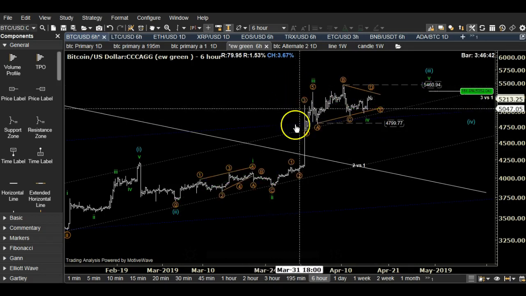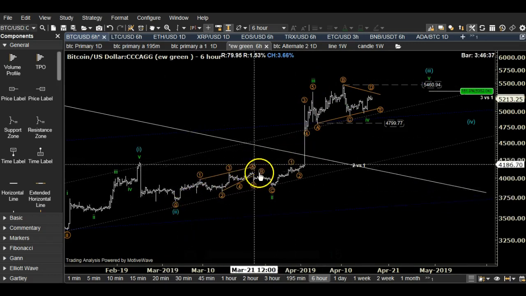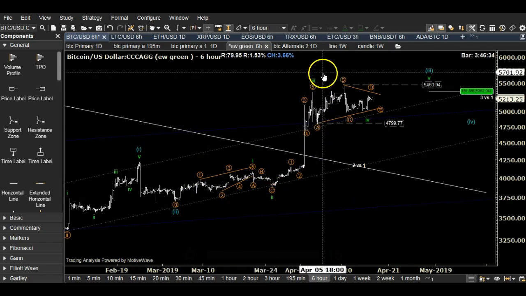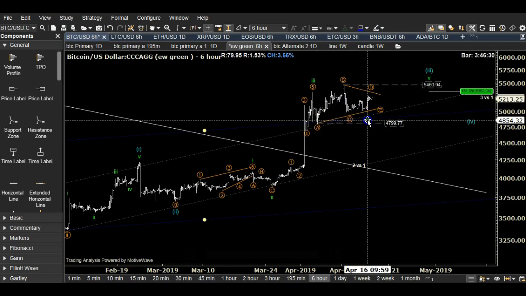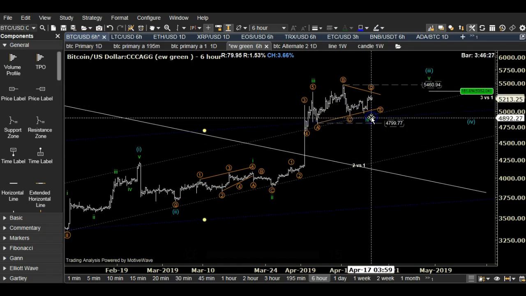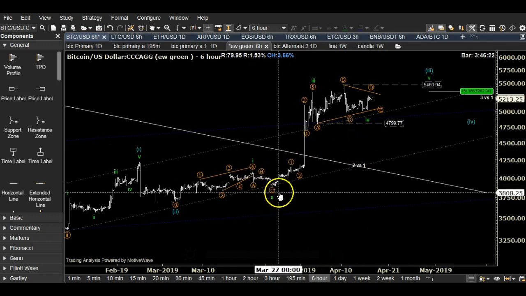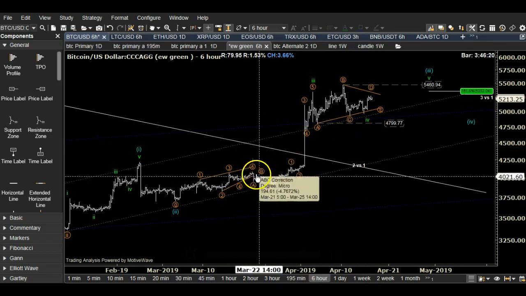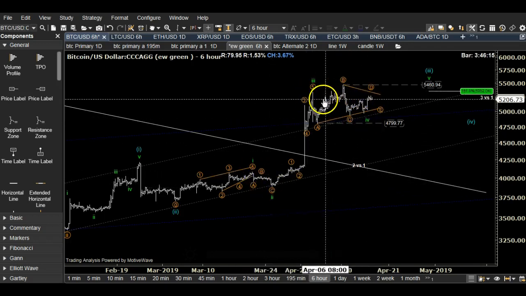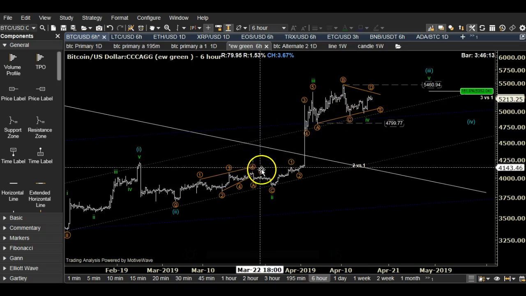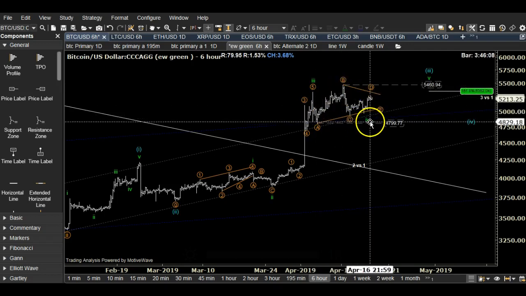If we decompose this green structure, like I said, we have this leading diagonal in 1, down in 2, and then we complete this wave 3 green. We are in the middle of this wave 4, or this wave 4 could be done. Now, here is how we look at it. If you measure the length of this wave 2, you can see that already wave 4 is way more extended than the duration of wave 2. Now, there are several possibilities here.